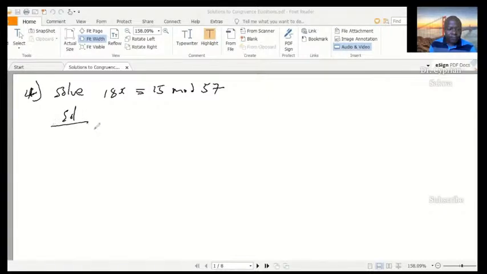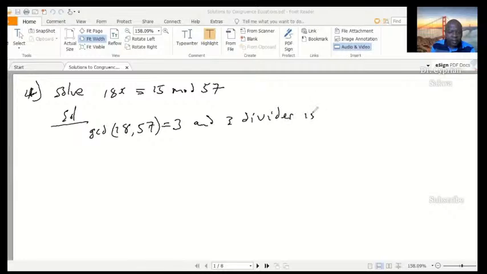The GCD of 18 and 57 is 3. This GCD is 3. Because 3 will go into 18 6 times. And 3 will go into 57, is it 17 or 19 times? 19 times. And this 3 divides 15.